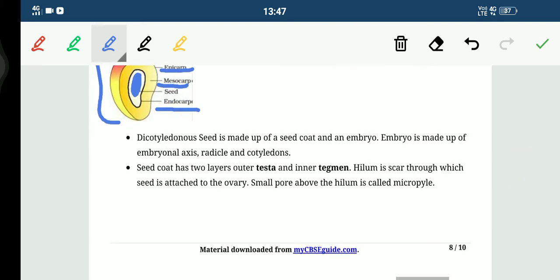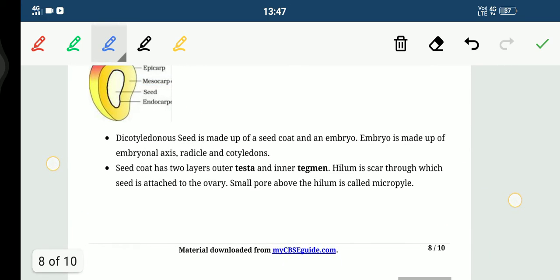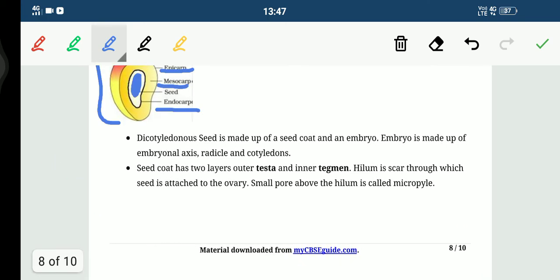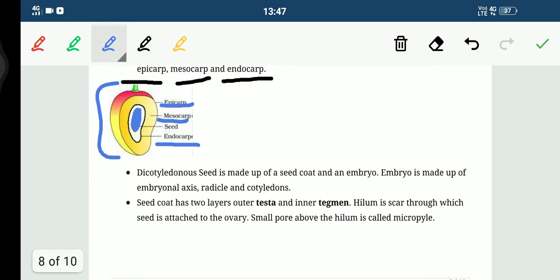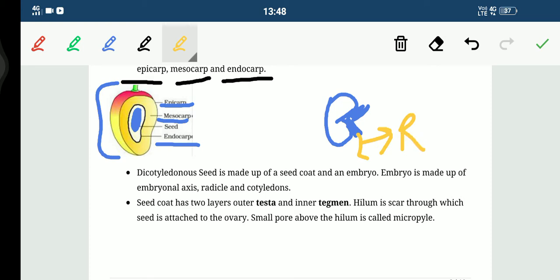right? Now students, a dicotyledon seed is made up of a seed coat and an embryo, and the embryo is made up of the embryonal axis, radicle and cotyledon. See this now, this one is the seed, for example. Fine. So this complete portion has two portions. You have already studied this in your 10th standard, students. This portion is the radicle, which gives rise to the root, and this one is the plumule that gives rise to the shoot.